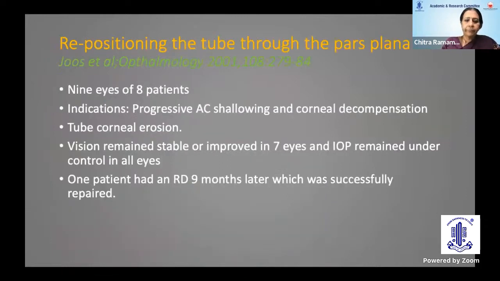This was a report on repositioning through the pars plana done in 9 eyes of 8 patients. The indications were progressive anterior chamber shallowing and corneal decompensation, tube corneal erosion. Vision remained stable or improved in 7 eyes, and IOP remained under control in all eyes. One patient had a retinal detachment 9 months later, which was successfully repaired.